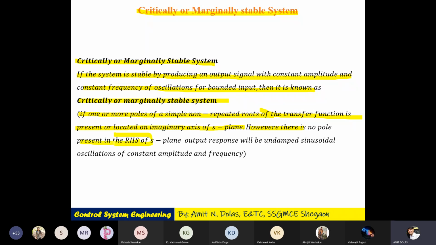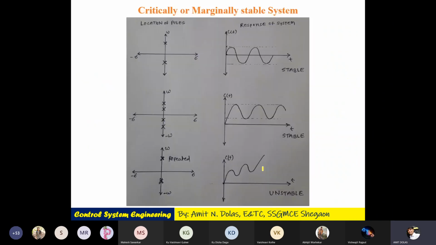This is very important. Right hand side mein rehna hi nahi chahiye, ek bhi raha to it is unstable. Output response will be undamped sinusoidal oscillation of the constant amplitude and frequency. So it is critically or marginally stable. Like this, I have location of pole on axis, stable output, but area is not integrable, so it is a stable system.